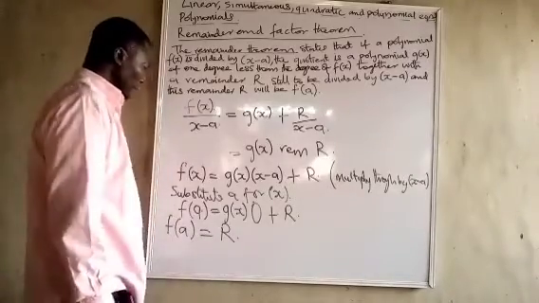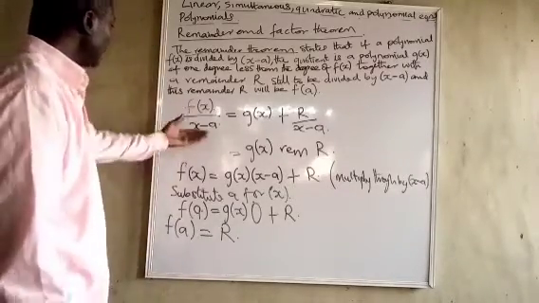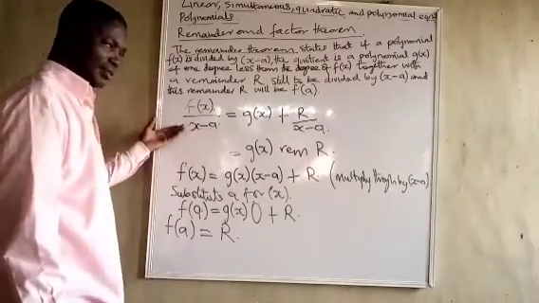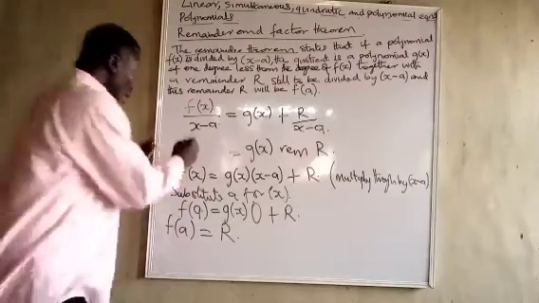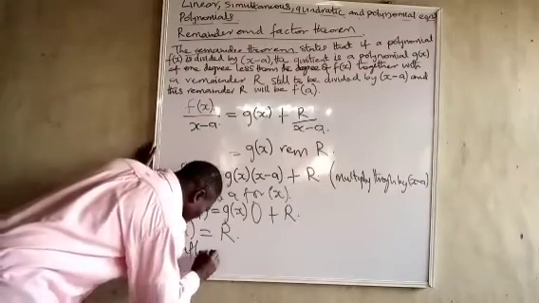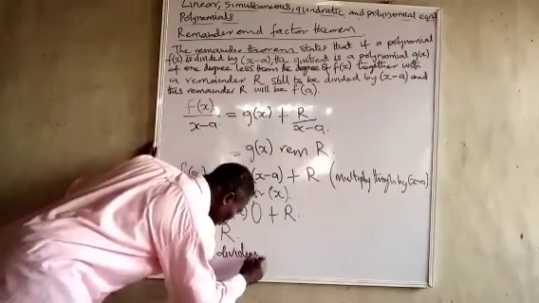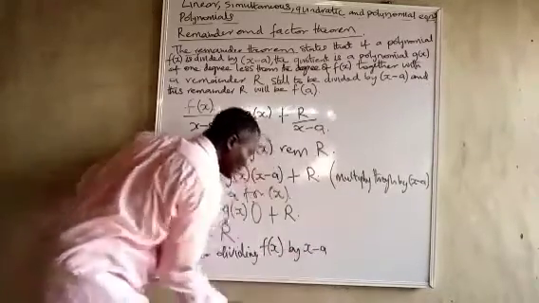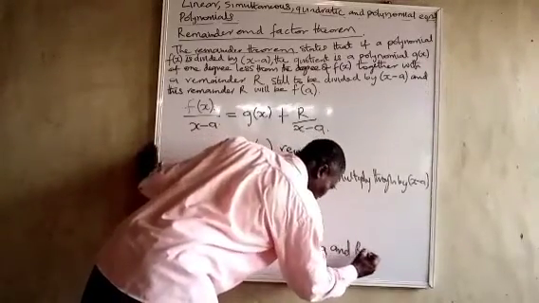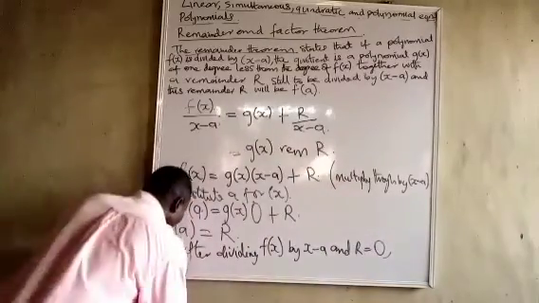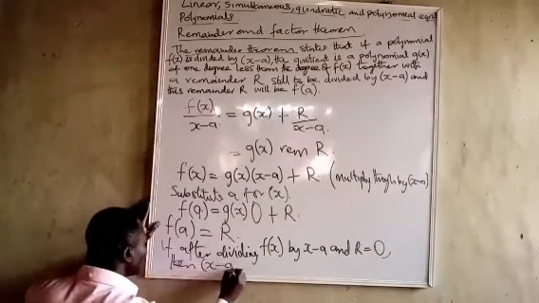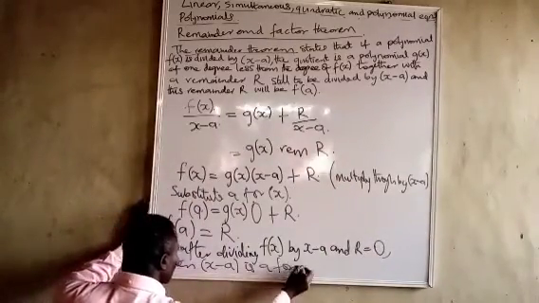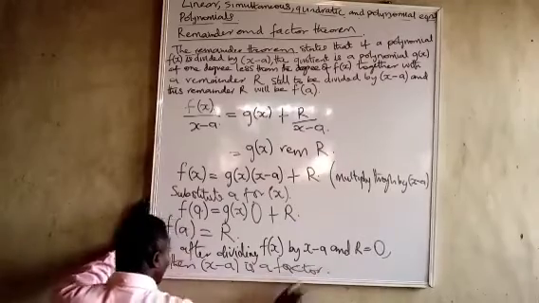Now from here, if I divide f of x by x minus a, and the remainder r is equal to 0, then x minus a is a factor. It's a factor. So that is the factor theorem.